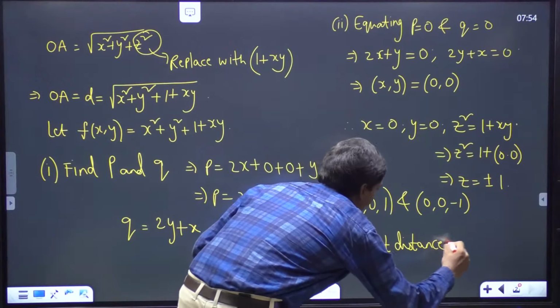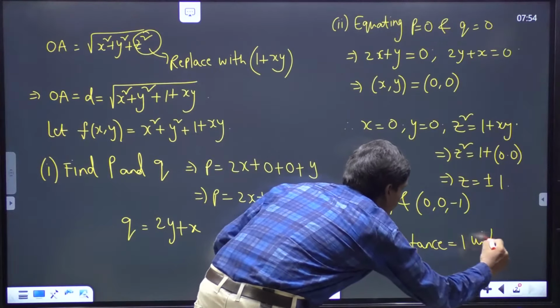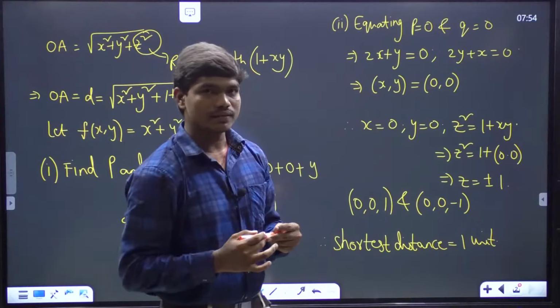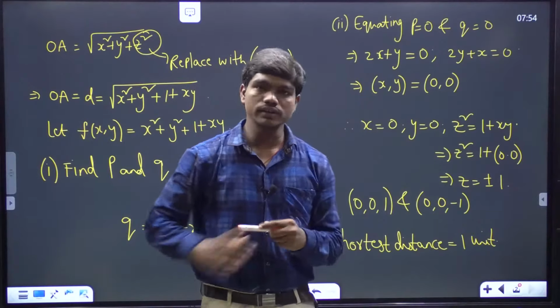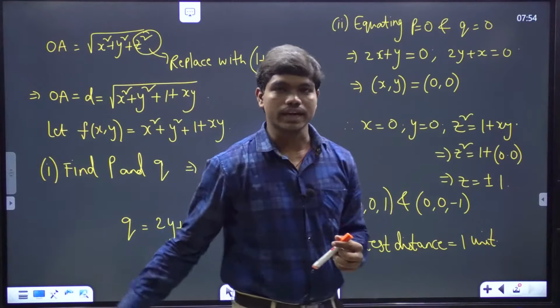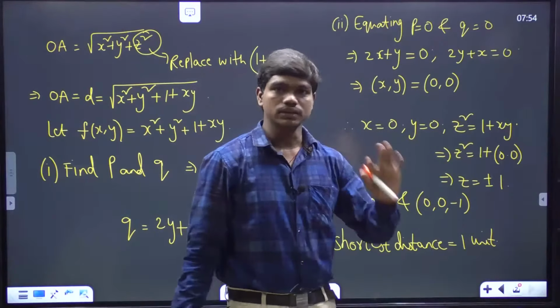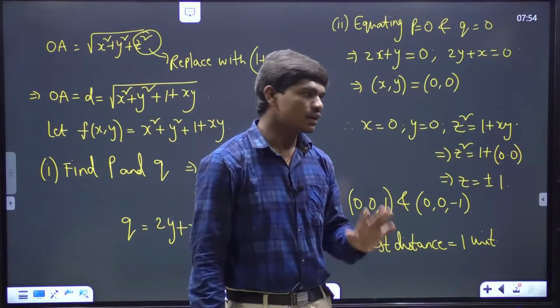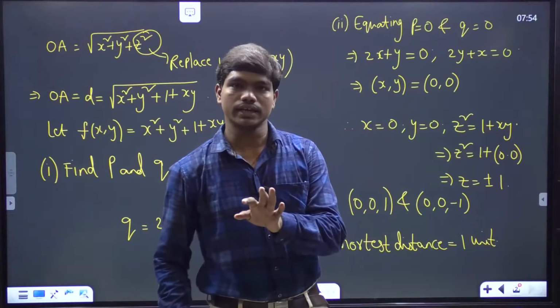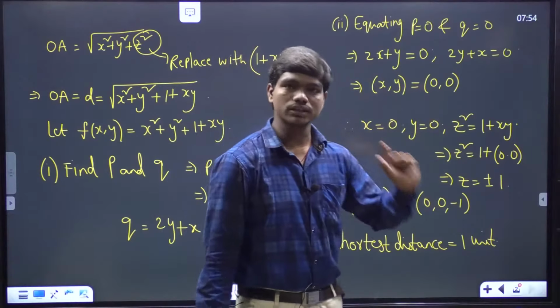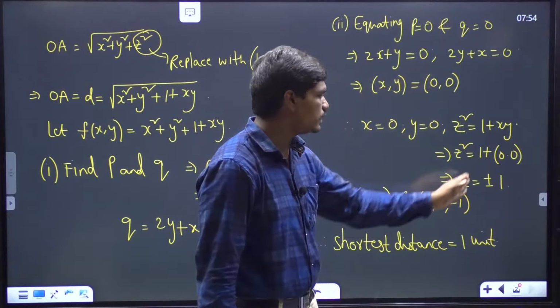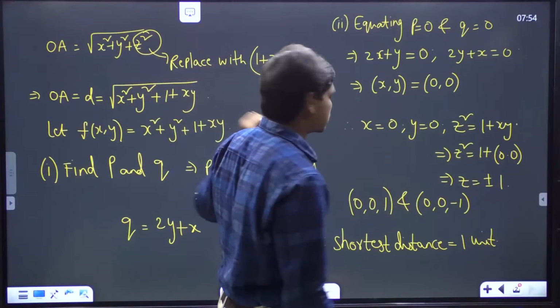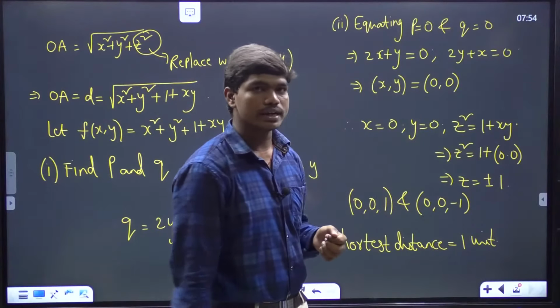Shortest distance is equal to 1 unit. See, if it's not a fill in the blank question, if it has some options, definitely you should go for RST values, which is second derivatives at 0 comma 0. But since this is a fill in the blank question, definitely extremum exists at stationary points, and we got only one stationary point. So you can straight away put that stationary point in this expression and evaluate the value. Okay, is it clear?